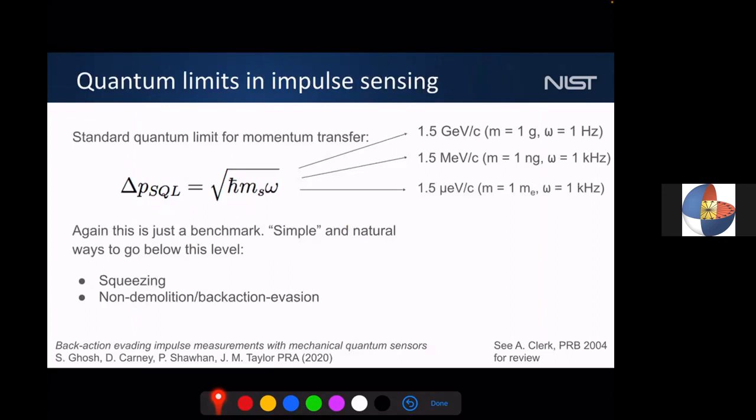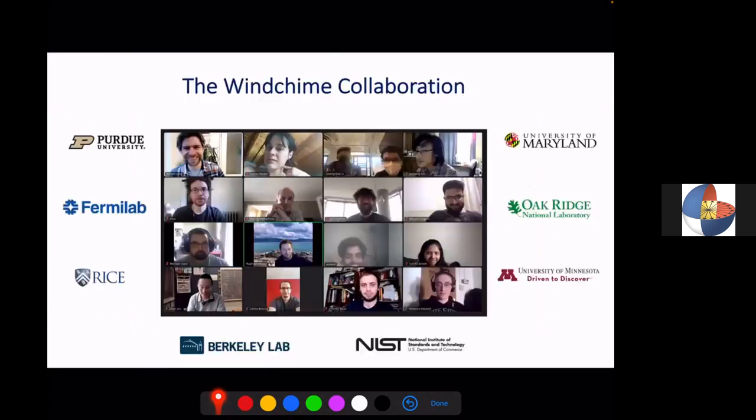We have some nice work on that recently. But this whole idea of trying to measure dark matter as gravitational interaction and just try and infer if there is such heavy dark matter has become a large collaboration called the Windchime Collaboration, spread across Purdue, Fermilab, Rice, Maryland, Oak Ridge, Minnesota, Berkeley, and NIST.